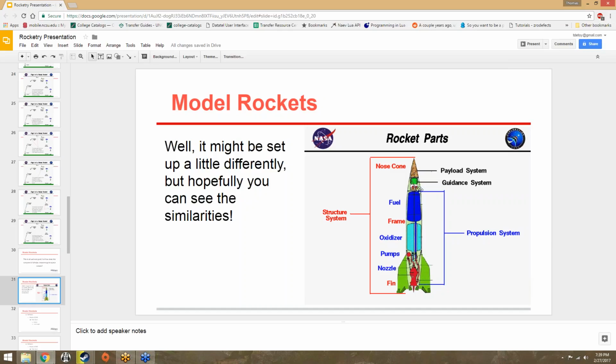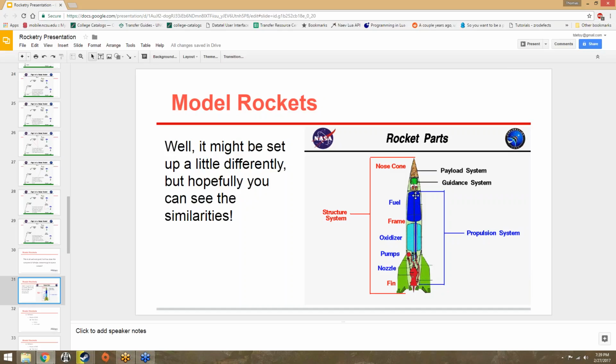The payload system and the guidance system will obviously provide stability in order to ensure that the rocket is flying straight and not off course and things like that. But the payload system will usually contain some means of recovering the rocket as well. So you've got a recovery system right there. So now you can see the ratio of everything is different.